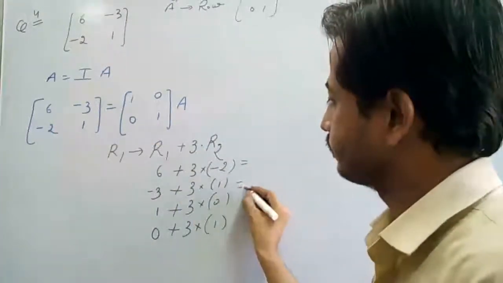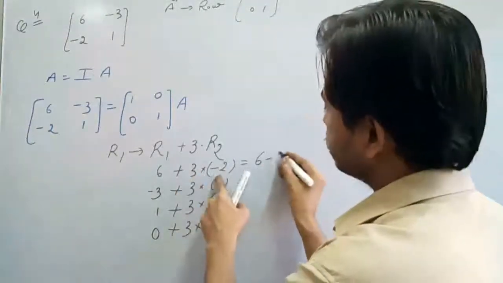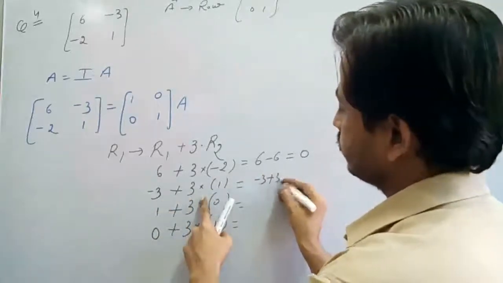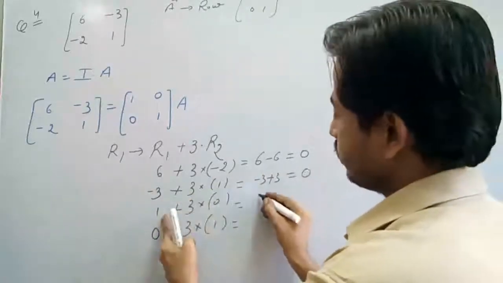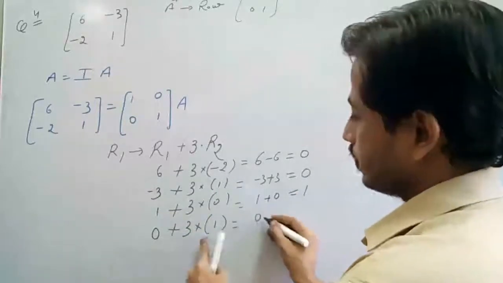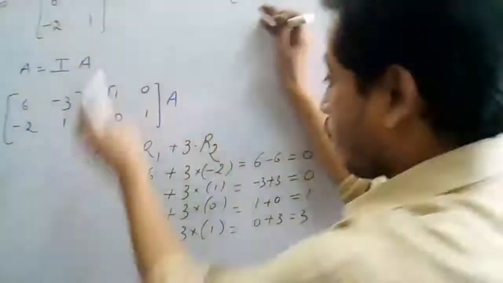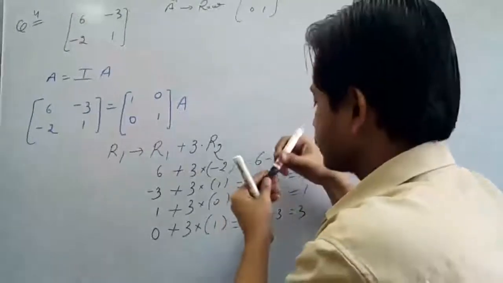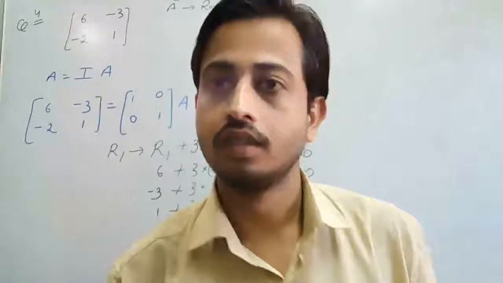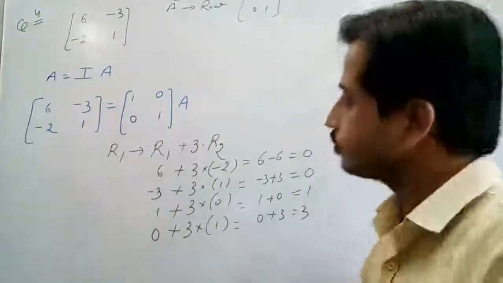Now solve this. 6, 3 into 2, minus 6, we get 0. Minus 3 plus 3 into 1, 3, we get 0. 1 plus 3 into 0, 0, we get 1. 0 plus 3 into 1, we get 3. Now please make a note first. So what do you get? We get these elements. Now put all these values.